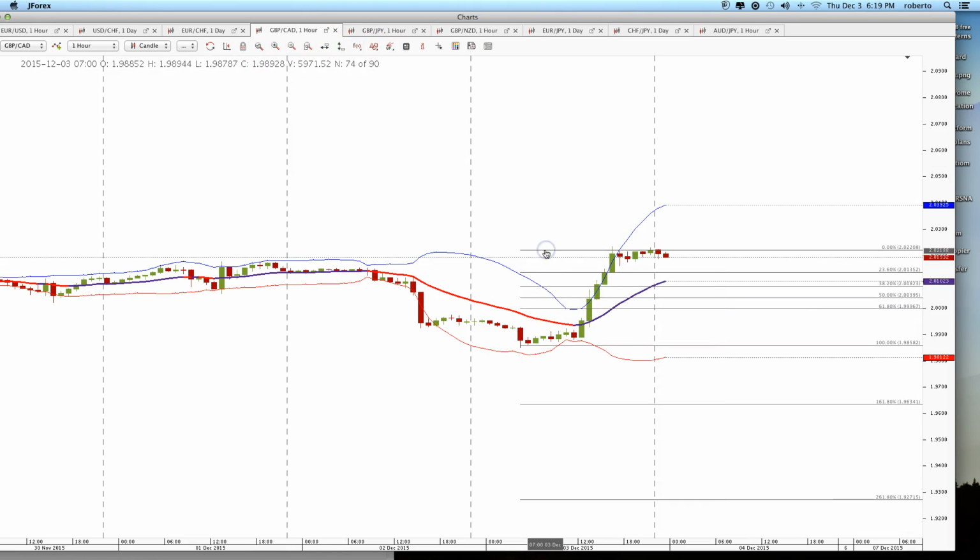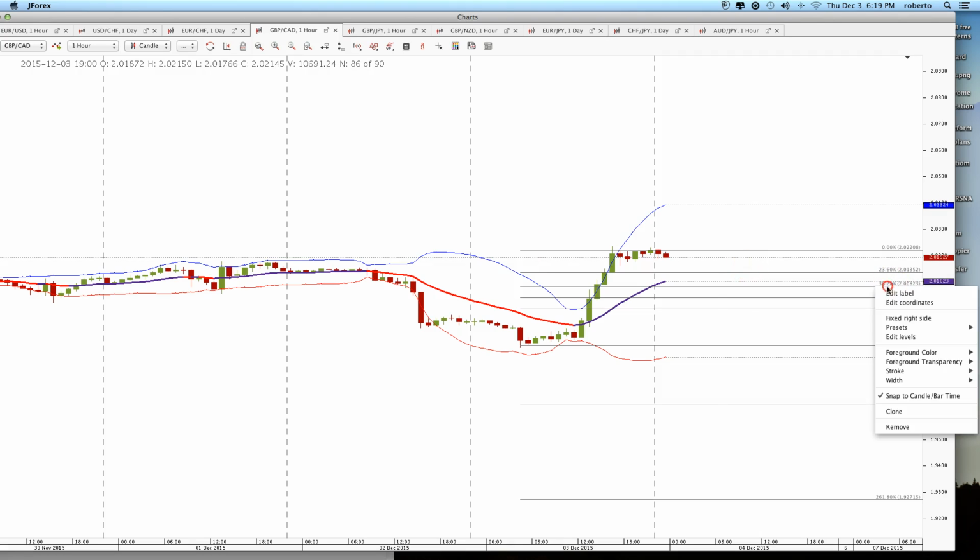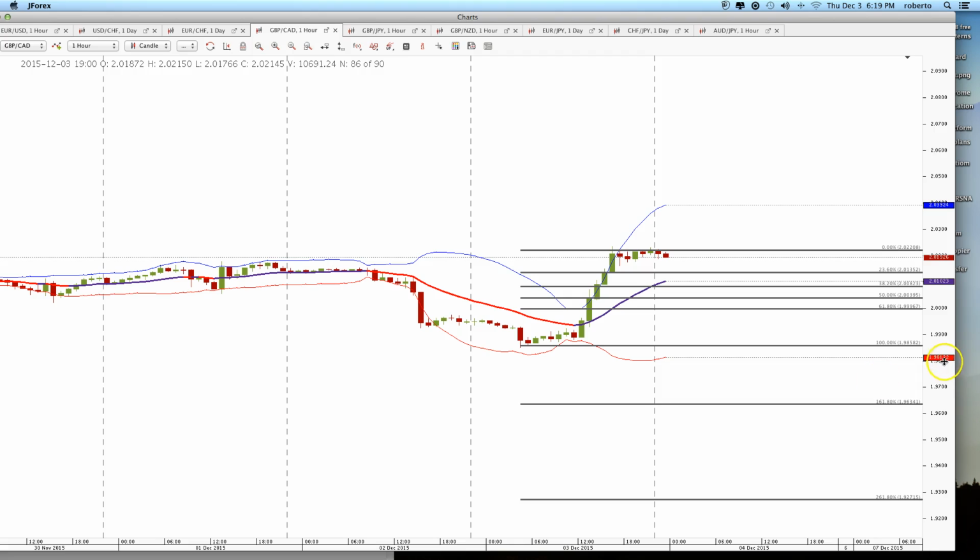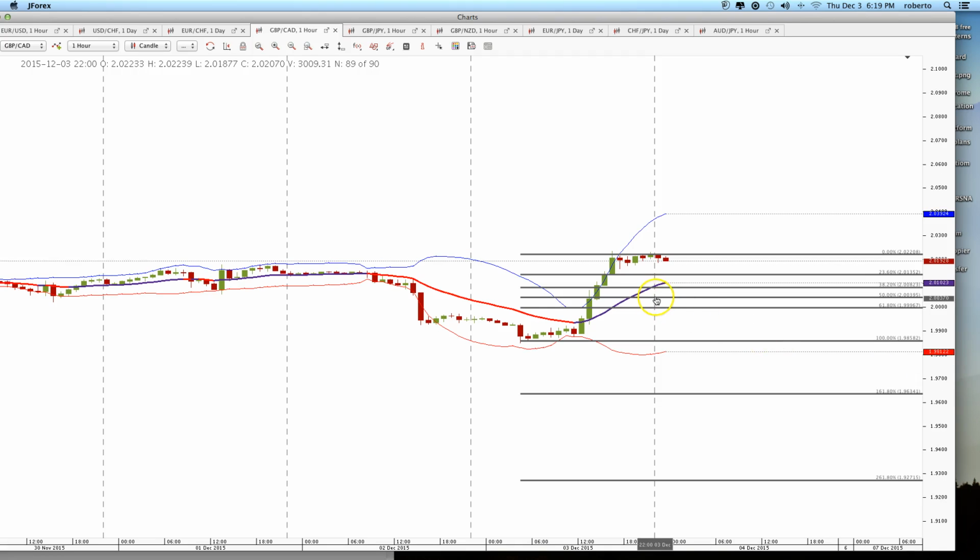The only problem is tomorrow's Friday. Fridays are not the easiest day to trade, and we may have to wait till Monday or Sunday night when the markets open up in the US to actually take a trade. But if this retraces down to these levels, there's 61, 50, 38%, I'd be looking to buy the pound Canadian dollar. And of course your stop loss would have to be down at this swing low, at 198.41.